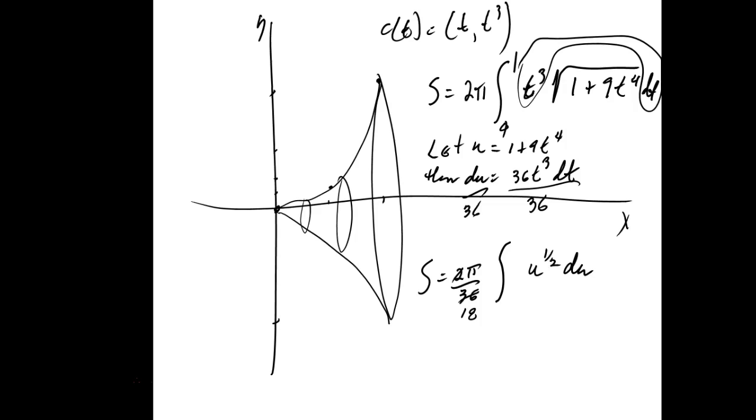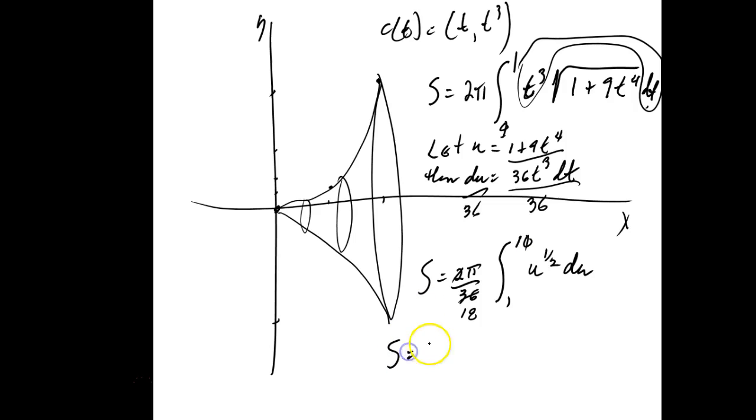Okay, now let's deal with the limits. When t is equal to 0, see t equals 0 here, what's u equal to? 1. And when t is equal to 1, what is u equal to? I don't think so. 10. Okay. 1 cubed, 1 to the 4th power is 1, times 9 is 9, plus 1 is 10. Okay. So what do we have?